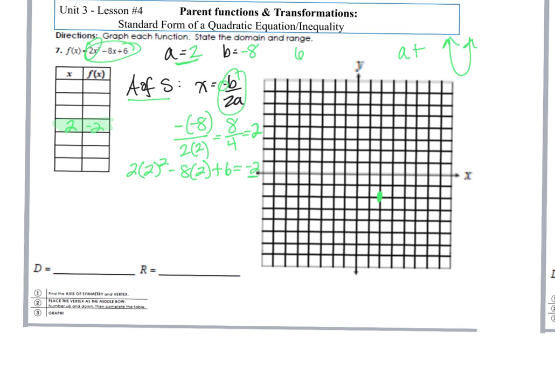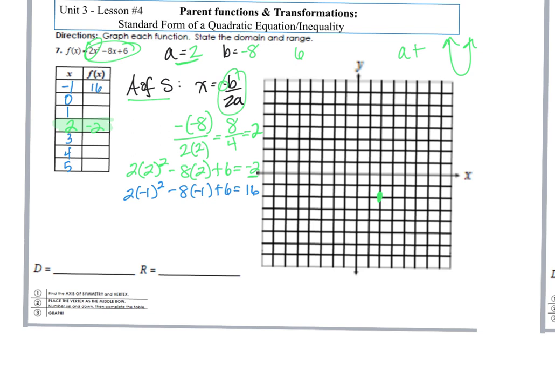So we got arrows going up. We need to fill in the rest of our table. So to the left of 2, we have 1, 0, and negative 1. To the right of 2, we have 3, 4, and 5. Starting by plugging in negative 1, we have 2 parentheses negative 1 squared minus 8 times negative 1 plus 6, and we get 16. So when x is negative 1, y is 16.